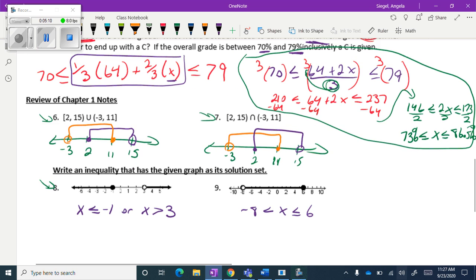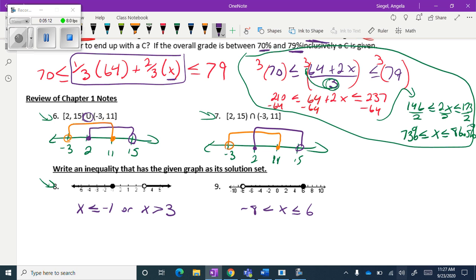Okay, so remember, union is everybody's coming to the party or the wedding or whatever. So it's just, where does it start happening? Where does it end? It starts at -3 and it ends at 15. And over here, the intersection is what they have in common. So I'm just focusing on that part there. Those are going to be brackets. So 2, 11, and they're brackets because they're closed dots.